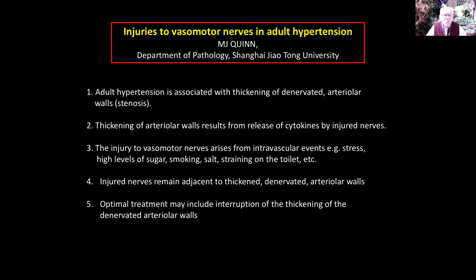So to summarize, we think that adult hypertension is associated with the thickening of the denervated arteriolar walls, and that arteriolar stenosis is associated with injured vasomotor nerves. We think that the injured vasomotor nerves result from adverse lifestyle choices in contemporary living, and that the optimal treatment may involve interruption of the processes of arteriolar stenosis, which we've yet to fully understand.